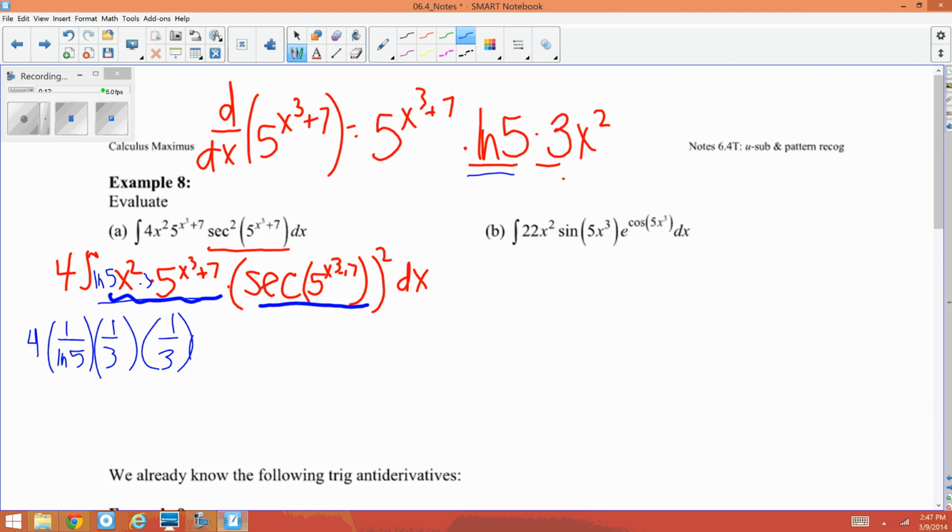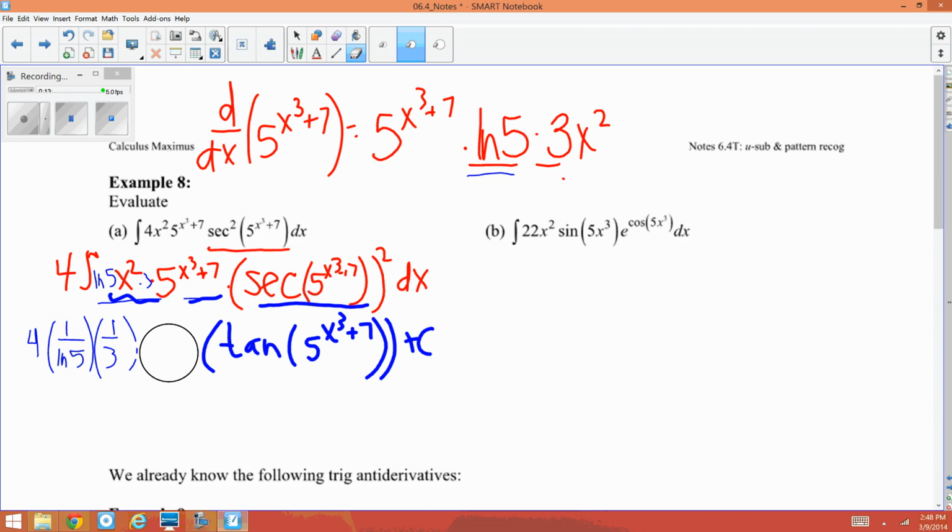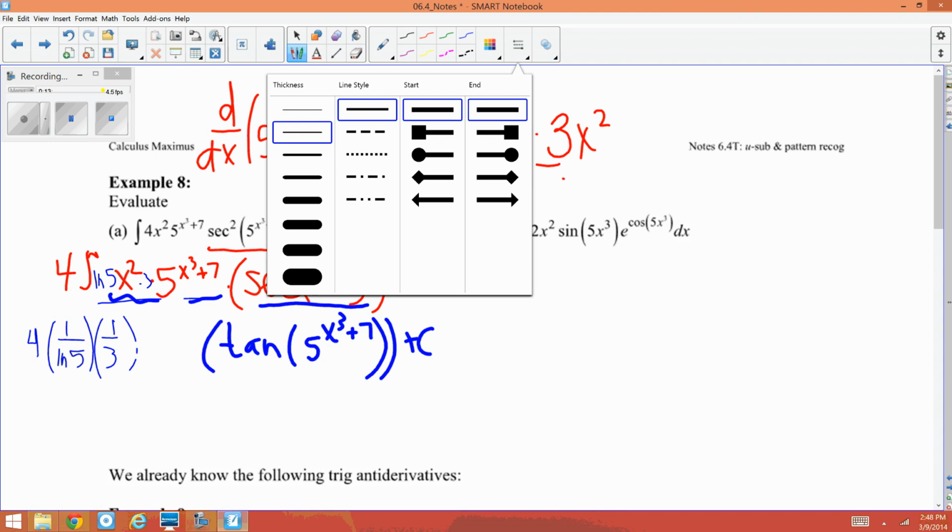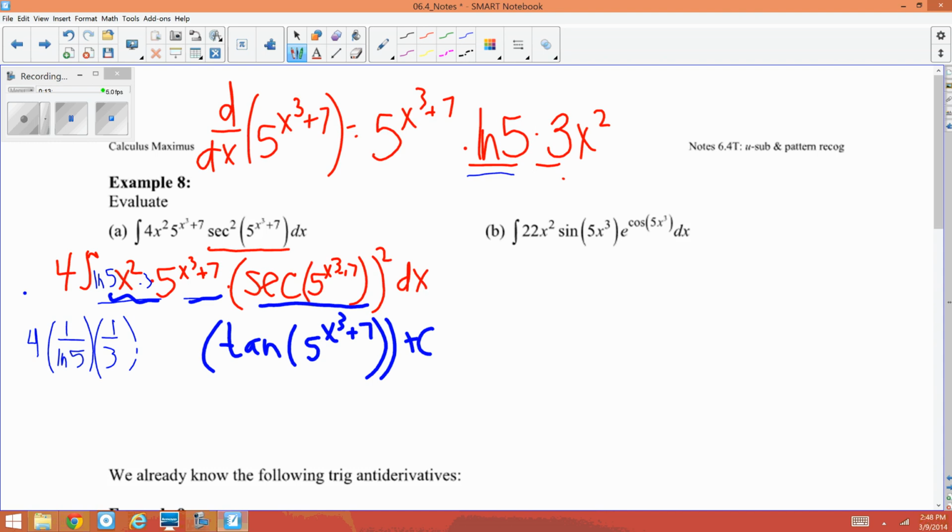But the antiderivative of secant squared is actually tangent of 5x cubed plus 7. And then plus 3. There we go. Don't want to forget that. So if you take the derivative of tangent, you get secant squared. That's what I have here. And if you want, you can combine this together. Oh, I should have erased this. That shouldn't be there. All right. So we have this function here. And again, if you wanted to, you could combine those, but I don't see a point. That's good enough for our answer.